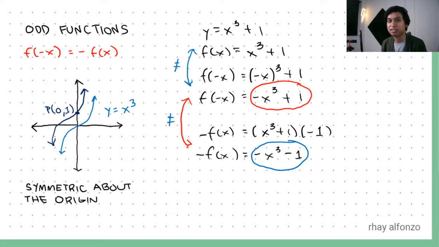Sir, hirap naman. Daming kailangan gawin, daming kailangan tandaan. X squared plus 1 pa lang tsaka x cubed plus 1. Paano pag mas mahaba na yung function? So ito na guys, ituturo ko na yung shortcut.